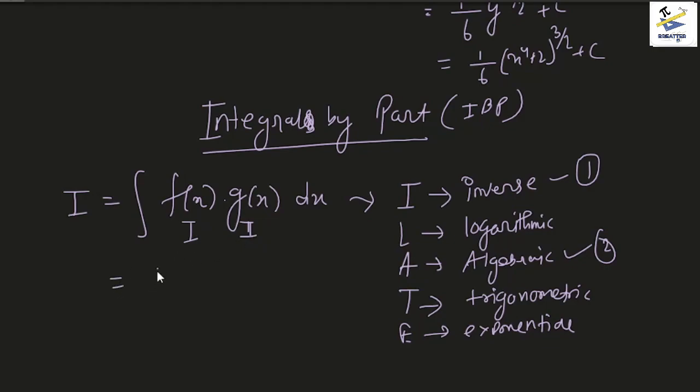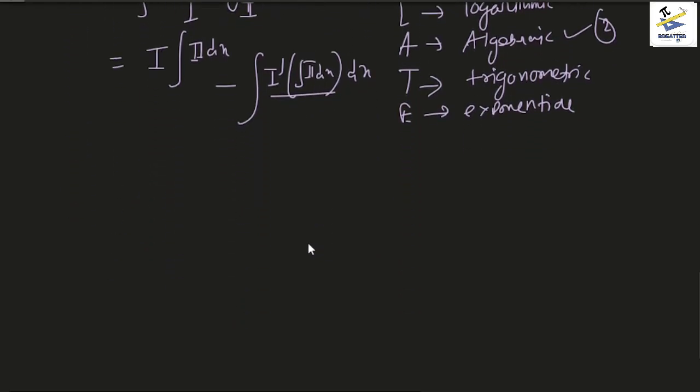Then what it gives you is function 1 times the integral of function 2 dx, minus the integral of the derivative of function 1 multiplied by the integral of function 2 dx, and the integration of this whole. So this is how it works. You take the first function and multiply it by the integral of the second, and you subtract from it the integral of the derivative of the first function into the integral of the second function. So let us take some examples so as to understand how this works.